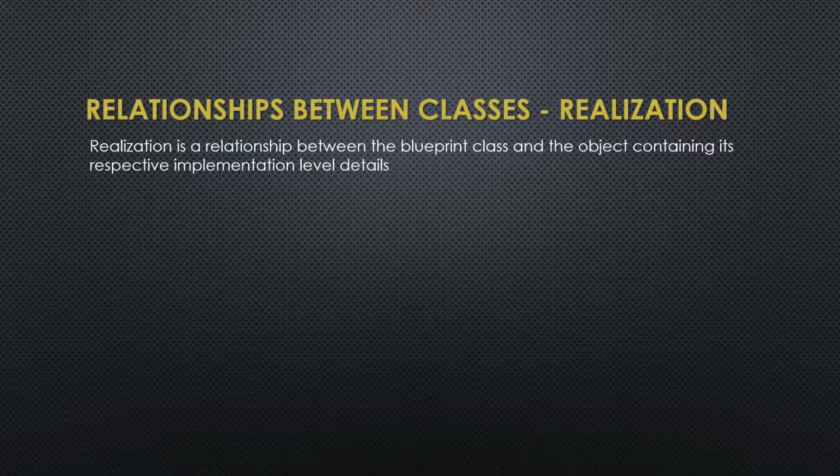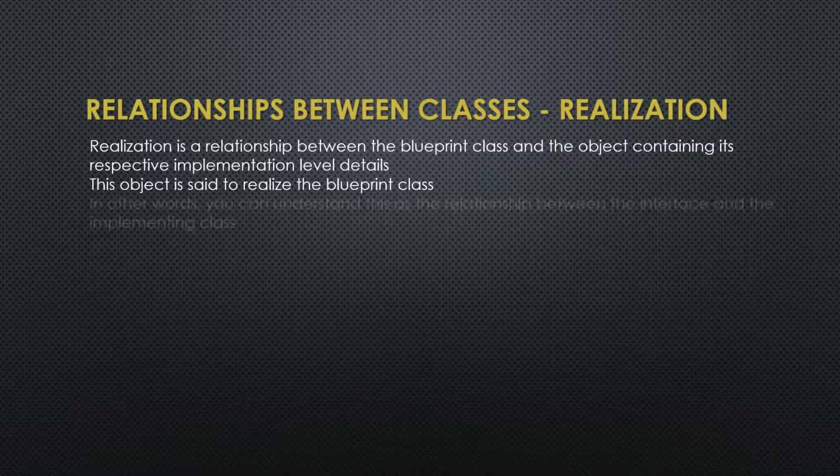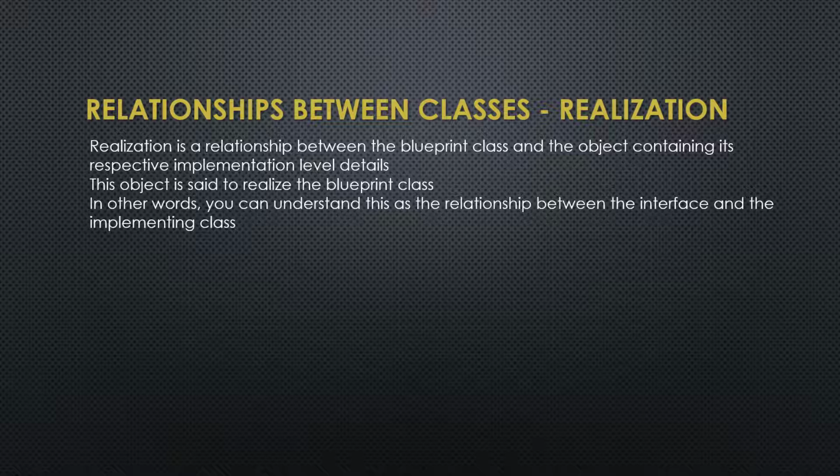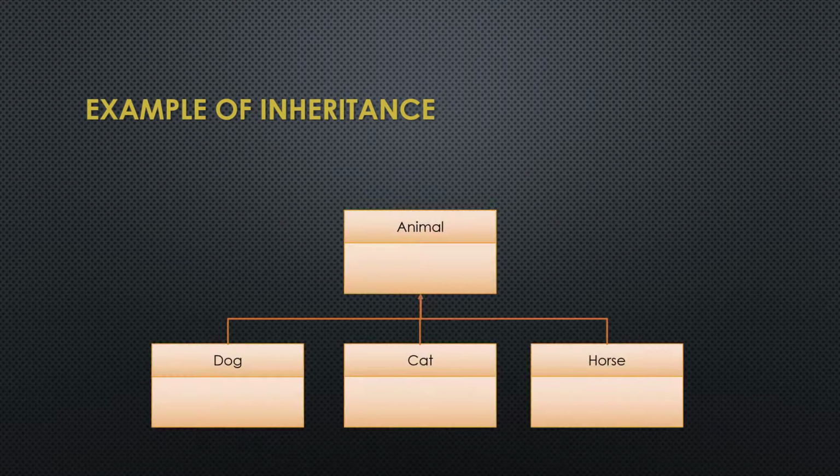Realization. Realization is a relationship between the blueprint class and the object containing its respective implementation level details. This object is said to realize the blueprint class. In other words, you can understand this as the relationship between the interface and the implementing class. Example of inheritance: we have the animal, and then we have dog, cat, and horse that derive from animal.